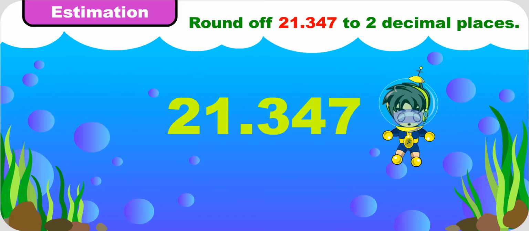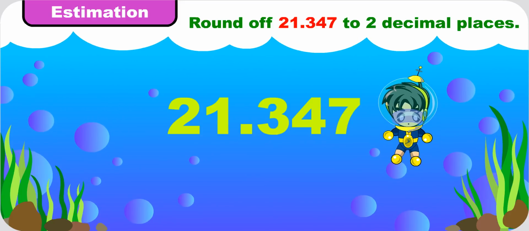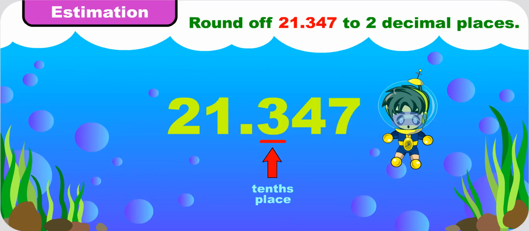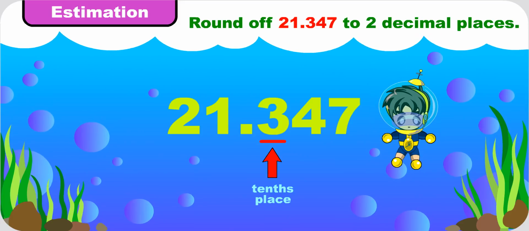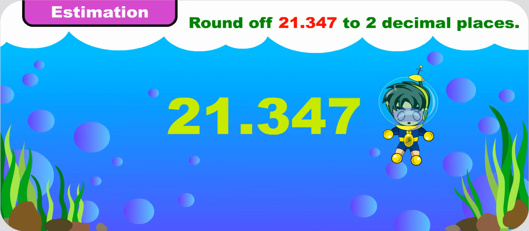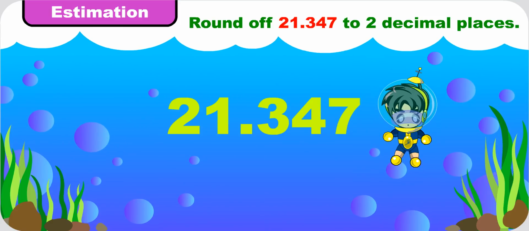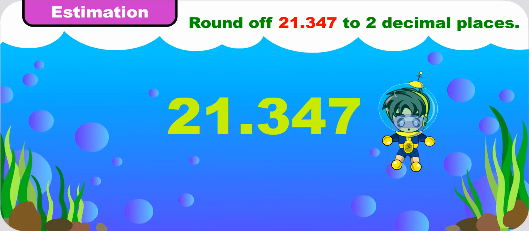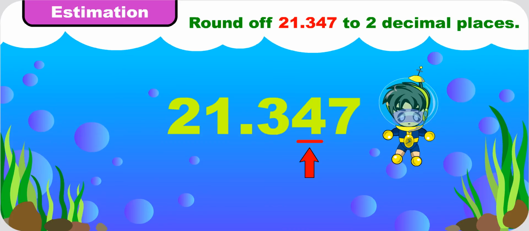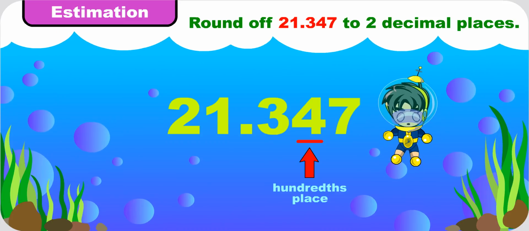I know that when we round off decimals to 1 decimal place, we are actually rounding off the first place value after the decimal point. Therefore, I think rounding off decimals to 2 decimal places is actually rounding off the second place value after the decimal point. That is the 100th place.